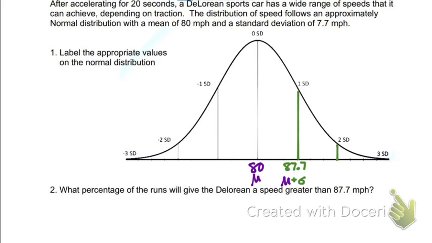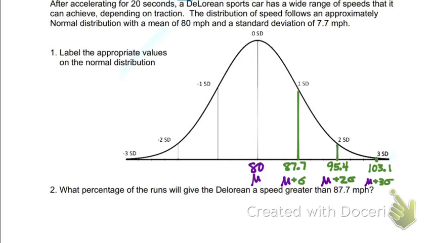2 standard deviations over, I'm going to take my mean and I'm adding 2 standard deviations. So I have to add 7.7 twice to the 80. 95.4. And then 3rd standard deviation, which is way over here. This is my mean plus 3 times my standard deviation. 103.1. All right. I think adding is the easier way to go.